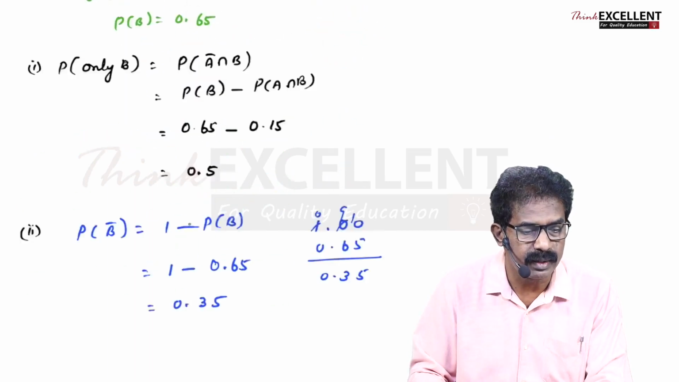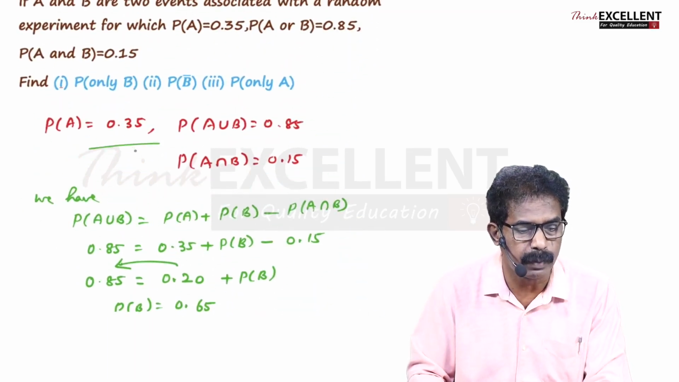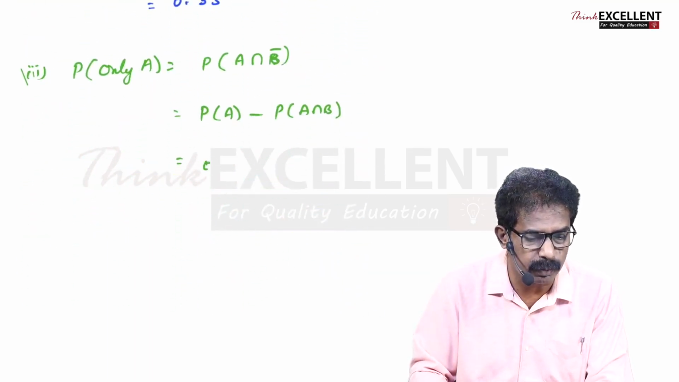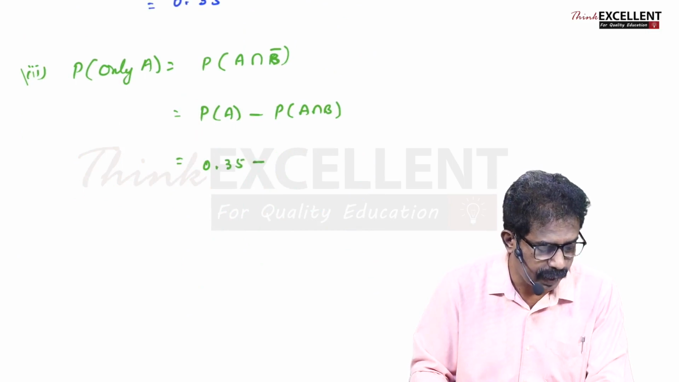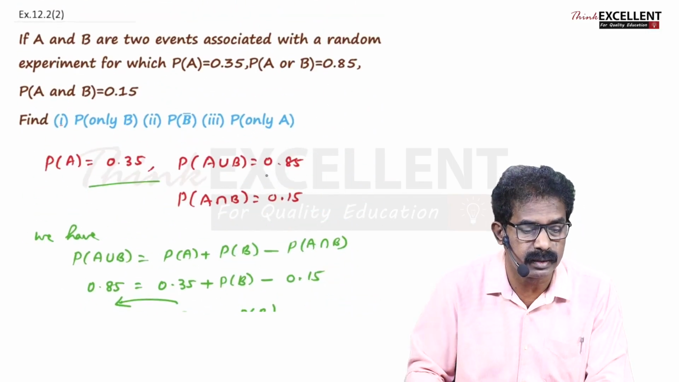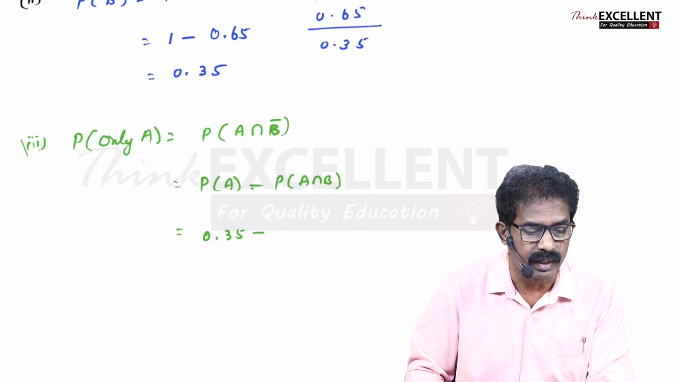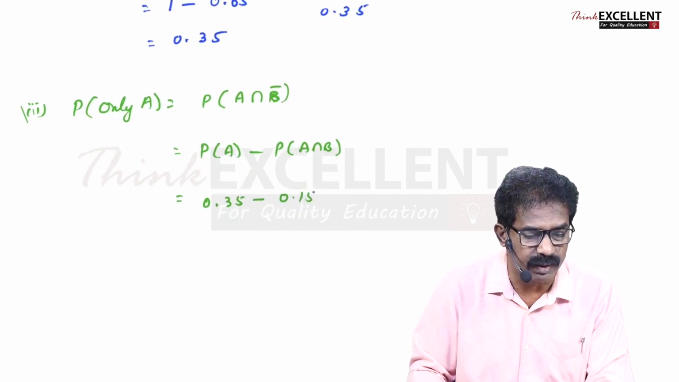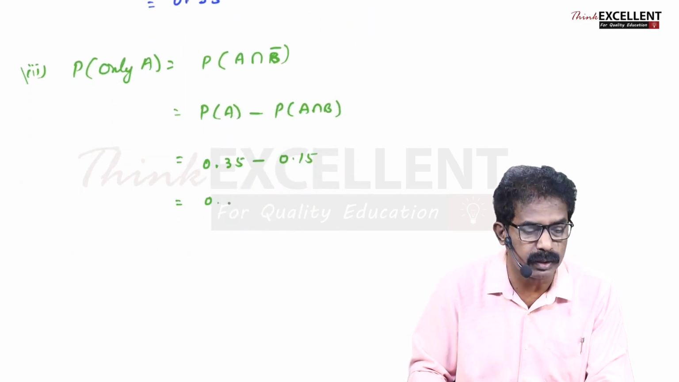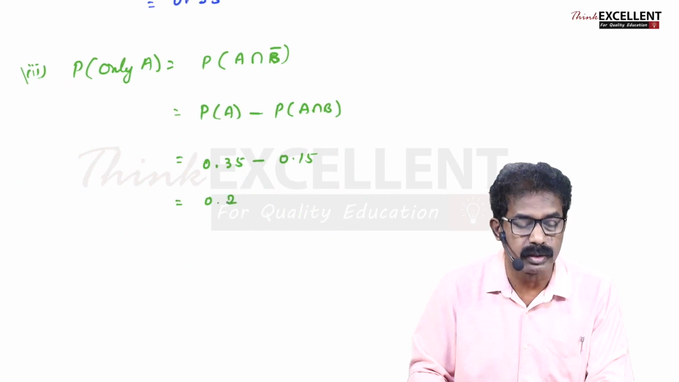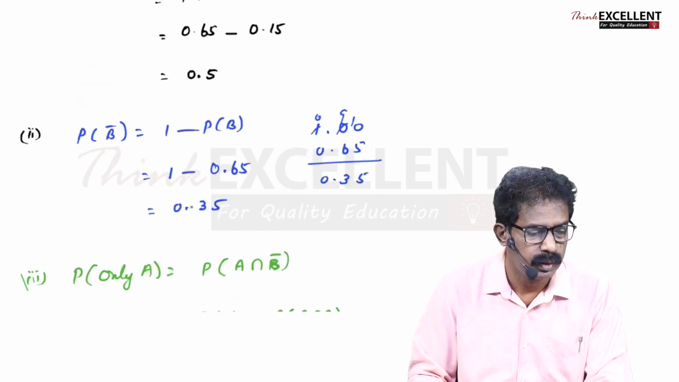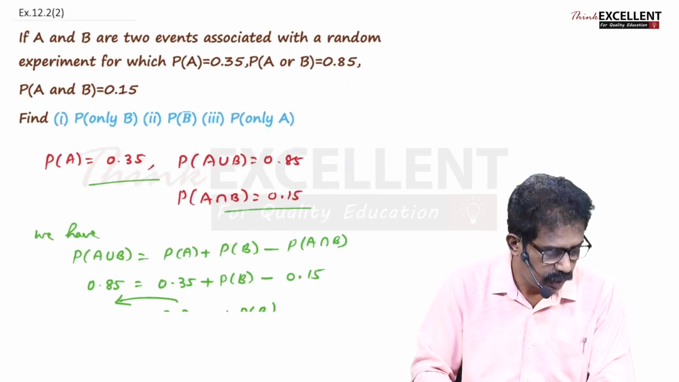So P of A, what it is, 0.35. So 0.35 minus P of A intersection B is 0.15, right? So you subtract it, 0.20 or just to say 0.2. Now let's move on to the third question.